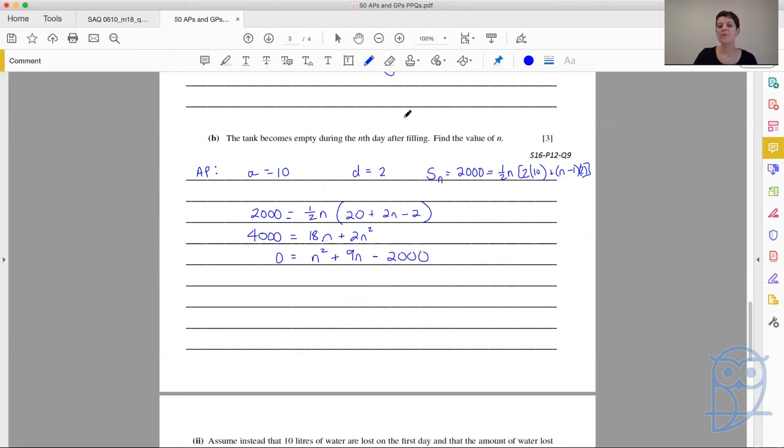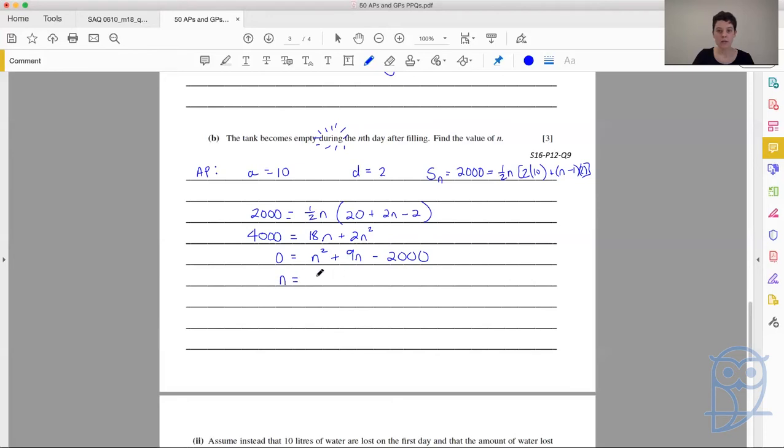Plus, remember they said during the nth day. That suggests that n is not going to be straightforward, because if they said n equals 2, it would be the second day. If n equals 20, it is the 20th day. But the fact that it's during means that we're going to get an answer here for like 20.5. That's then during the 20th day. So that all combined together suggests that actually we're using the formula to solve this quadratic rather than factorizing.